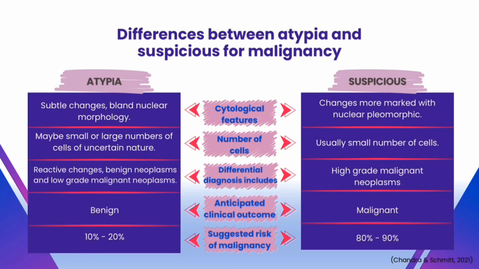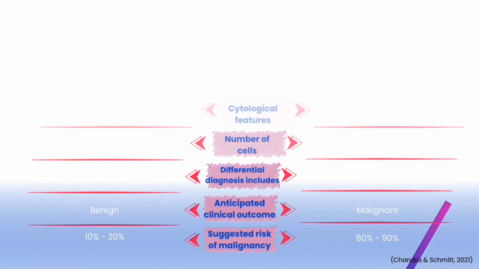For atypia, the differential diagnosis includes reactive changes, benign neoplasm and low-grade malignant neoplasm, but suspicious has high-grade malignant neoplasm. The anticipated clinical outcome for atypia is benign and suspicious is malignant. Lastly, for suggested risk of malignancy, atypia is only 10 to 20% but suspicious is higher, which is 80 to 90%.